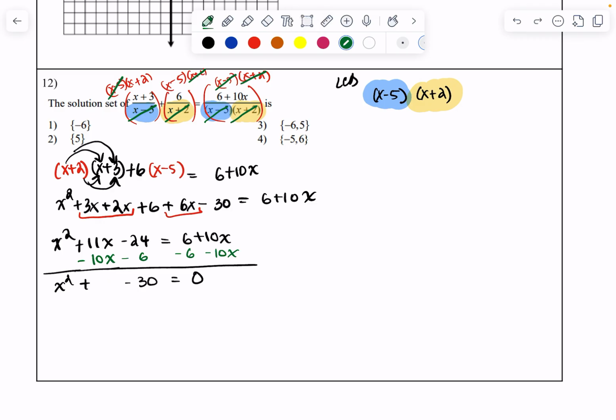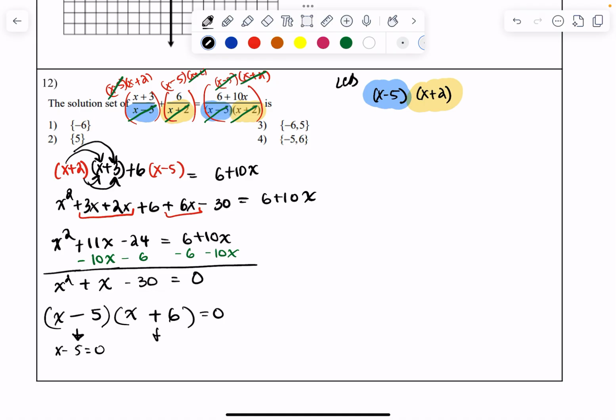So then we have to look for two numbers that multiply to negative 30 and add up to a positive 1. And those two numbers are 5 and 6. The 6 is positive, 5 is negative. So then we have x minus 5 is equal to 0, and x plus 6 is equal to 0. So x is equal to positive 5, and x is equal to negative 6.